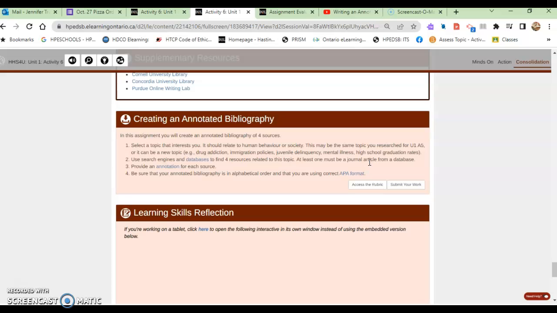We used to have EBSCOhost accessible to us. It's a little bit more difficult now. So even if you're just finding news published articles, that's completely fine. And for each of those, you're going to provide an annotation, which is the summary, and you're going to provide the citation, which is the bibliographic information that goes at the top.